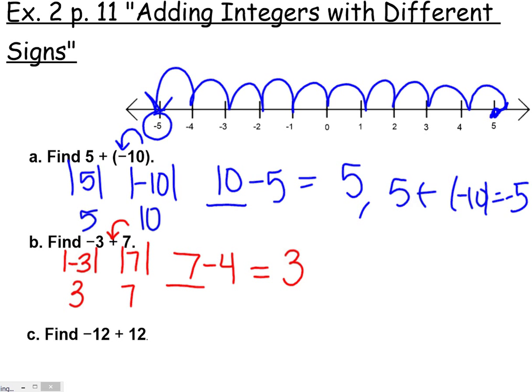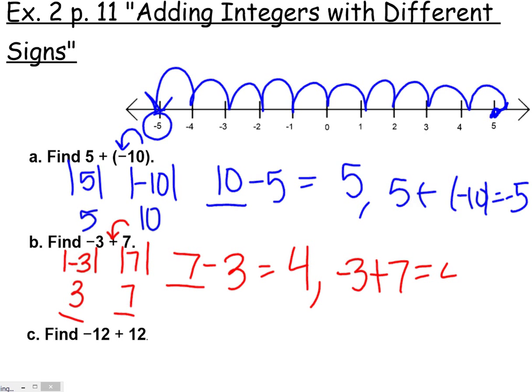So, oops, I'm sorry, I wrote down the wrong problem. Let me correct that, my mistake. 7 take away 3 is a difference of 4. That's better. And we keep our answer positive 4 to keep our answer in line with the greater absolute value of 7. So let's check. Negative 3 plus 7 equals positive 4.